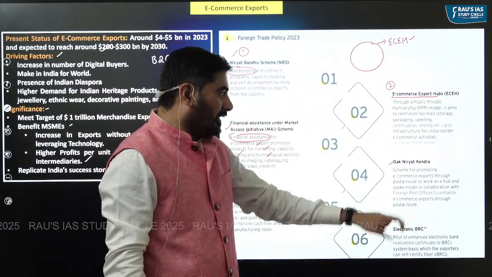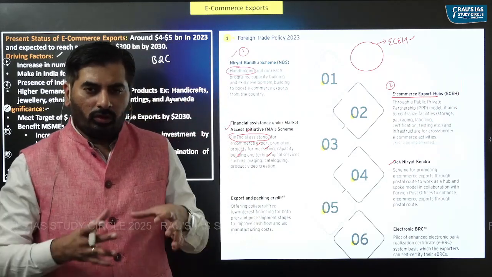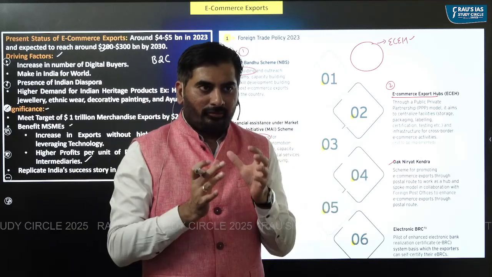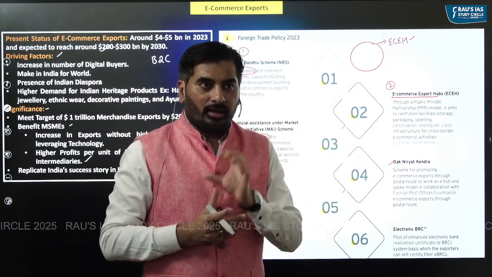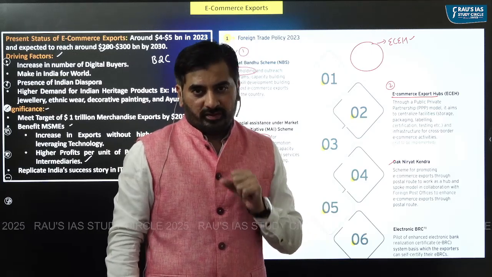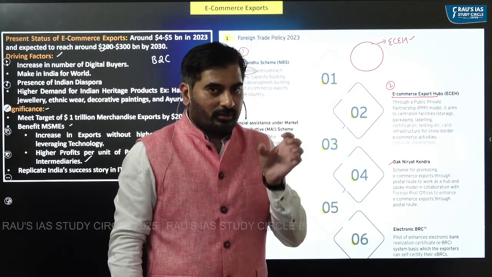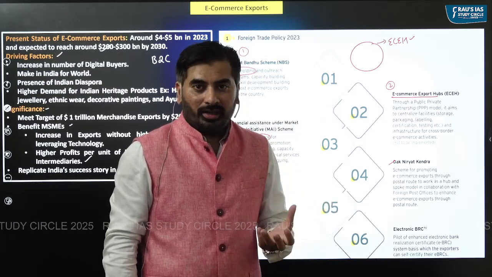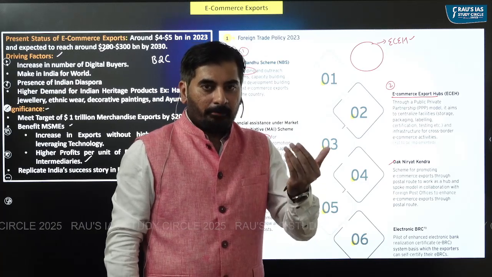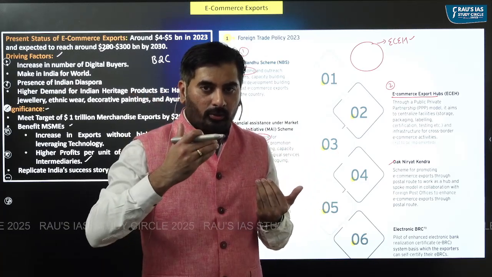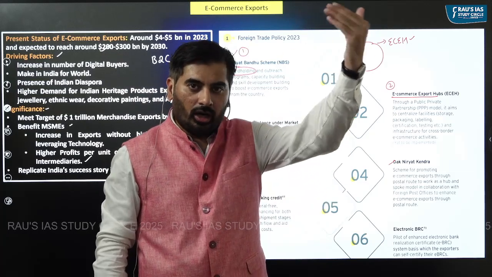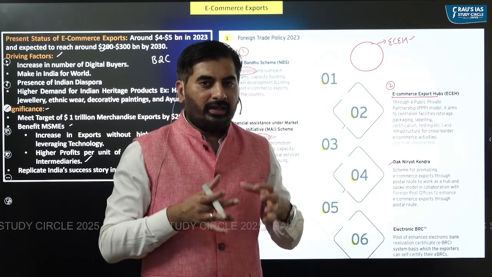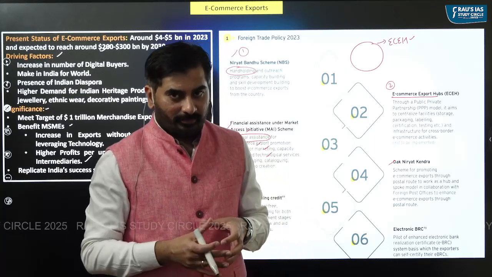Next one is Dak Niryat Kendras. What are these Dak Niryat Kendras? See, within India, we have certain post offices which are called foreign post offices. As the name suggests, foreign post offices basically handle the courier which is either coming into India from abroad, or the courier which is going out of India. So that kind of courier it is handling. We call them foreign post offices.